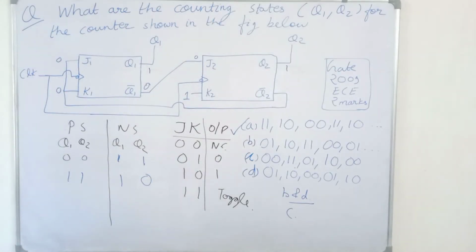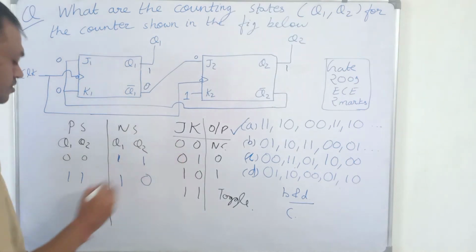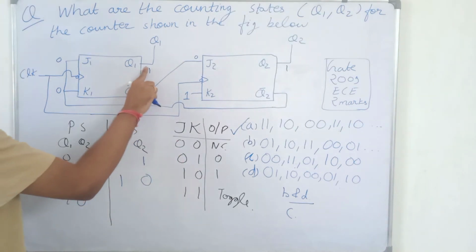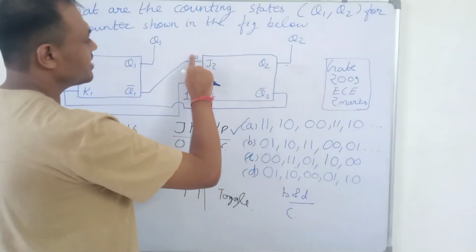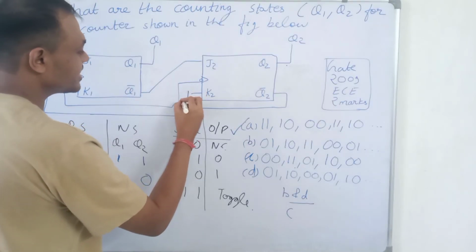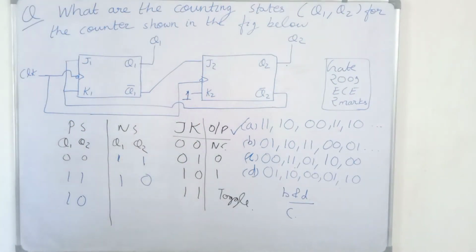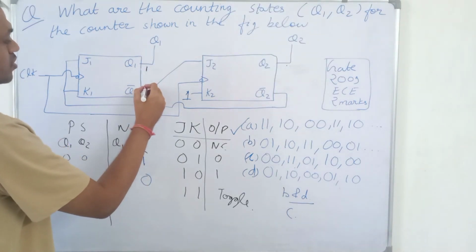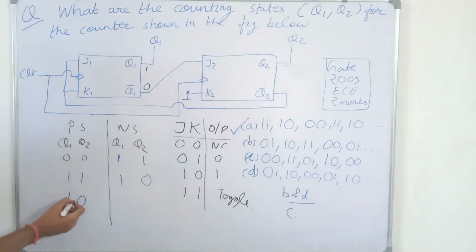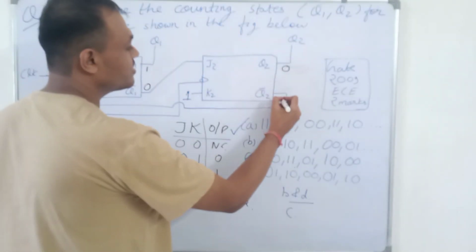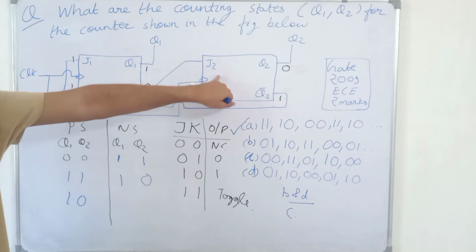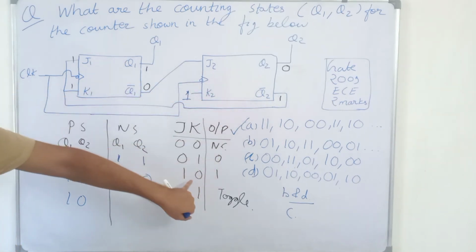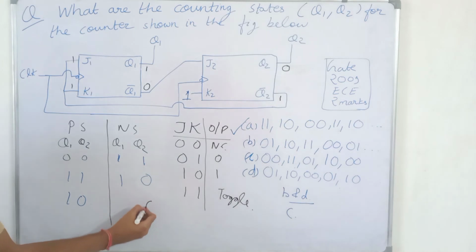So in this way we can easily check. Now we can also check for 1 0. K2 is always connected to 1, this is given in the question. So Q1 is 1 and Q1 bar will obviously be 0, and Q2 is 0, so Q2 bar will obviously be 1. Q1 bar is 0, so J2 is 0 and K2 is 1. When J2 is 0, K2 is 1, then output is 0.